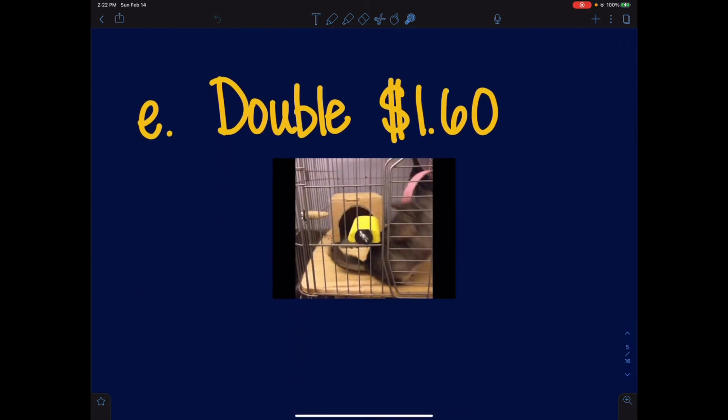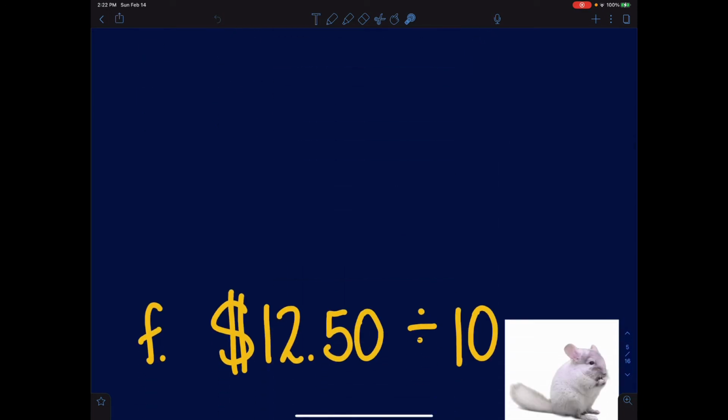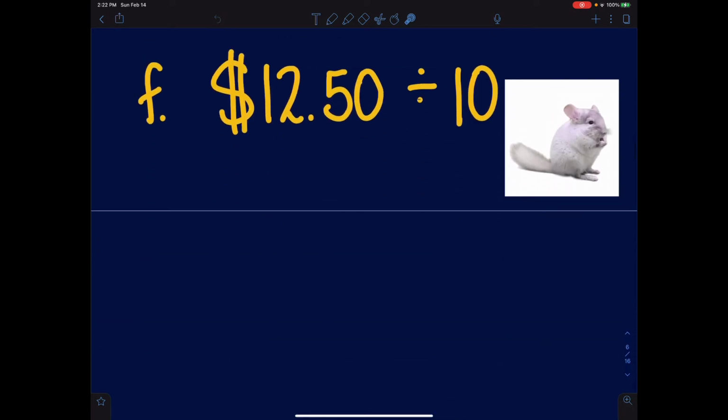E. Whoa, this one is flexible. We are going to double $1.60. What is double $1.60? Okay, F. What is $12.50 divided by 10? So if you have $12.50 and 10 friends and you want to share, what do they all get? You're going to be moving that decimal, won't you? Looks like they'll get a little over $1.